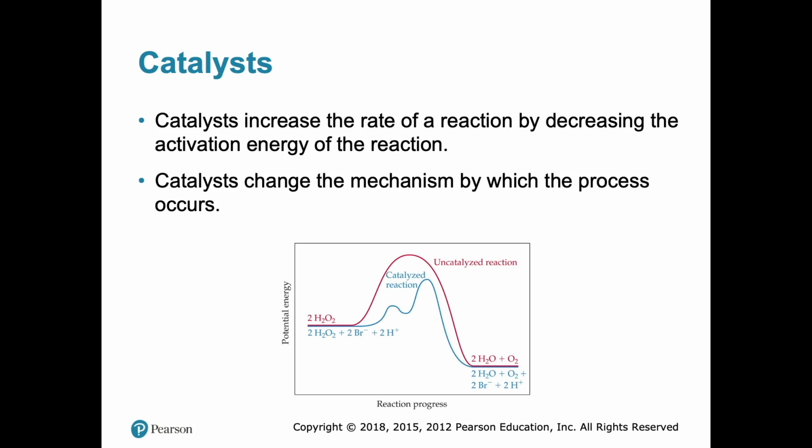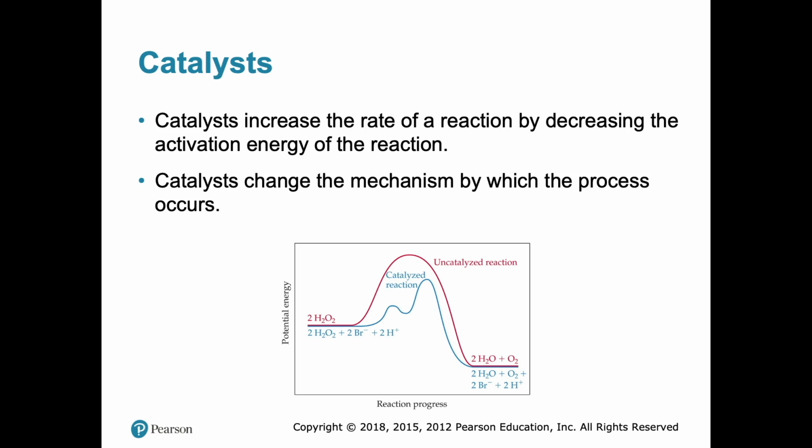So when it gets down here, it's actually lower energy, because obviously water and oxygen are lower energy than hydrogen peroxide. But when you have an enzyme or a catalyst or something in there, it can actually make the reaction go much faster, because it lowers the activation energy. Okay, it lowers the activation energy.